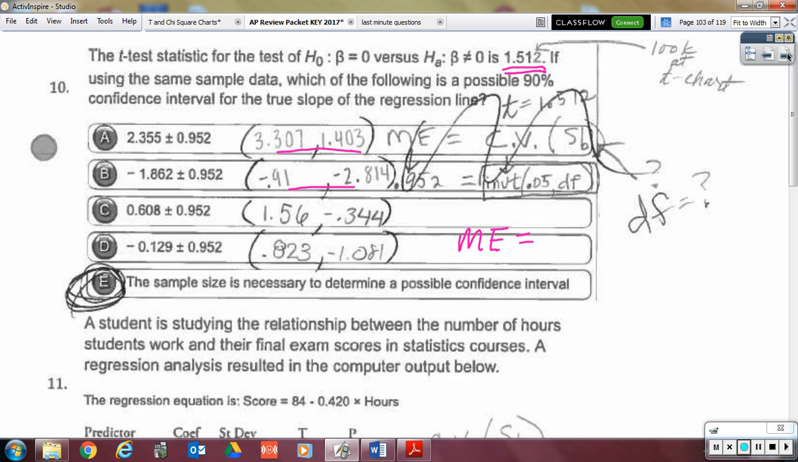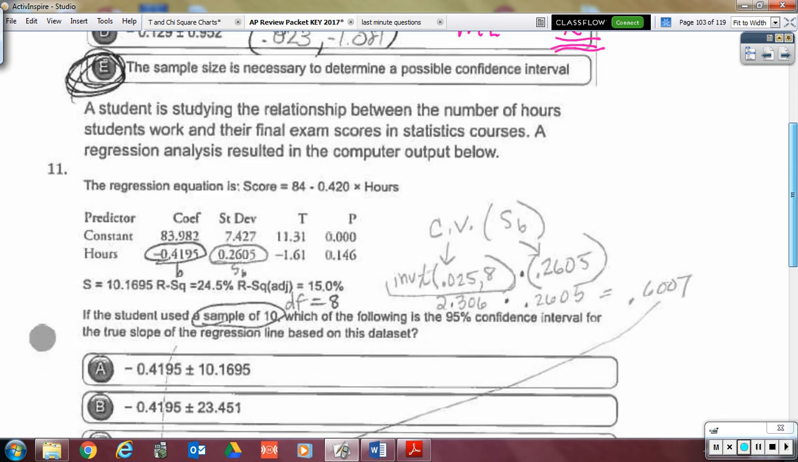So the margin of error is your t-star times your standard deviation of the slope. There's just too much information missing for me to figure out. I can't even do a t-star because I don't have the sample size. So anyway, I just tried multiple different ways. It's E because they don't give you enough information to do this problem. So yeah, just several things missing there.